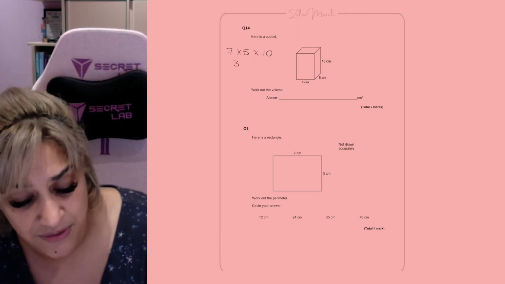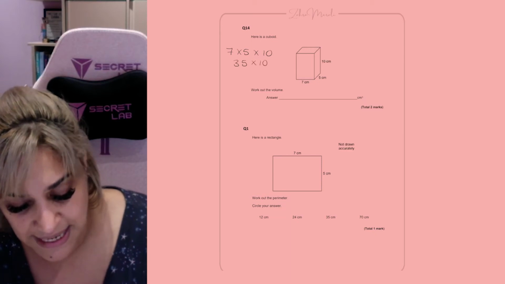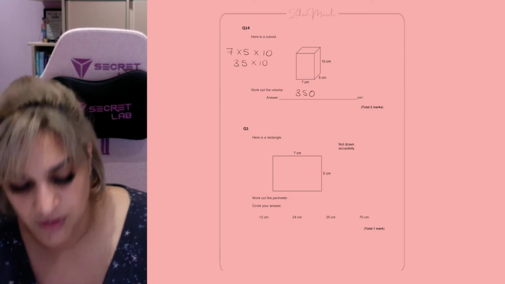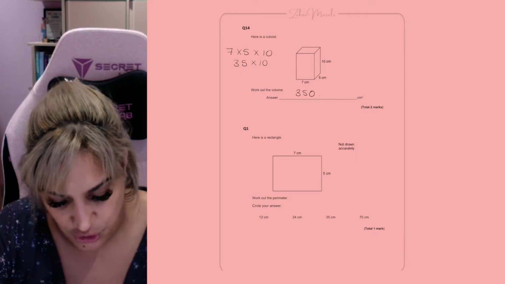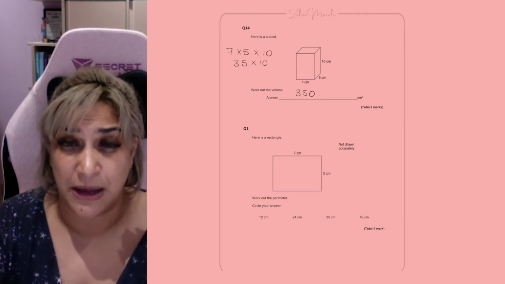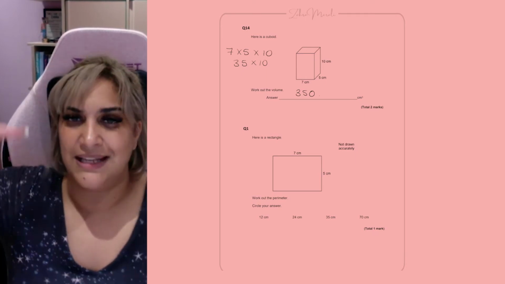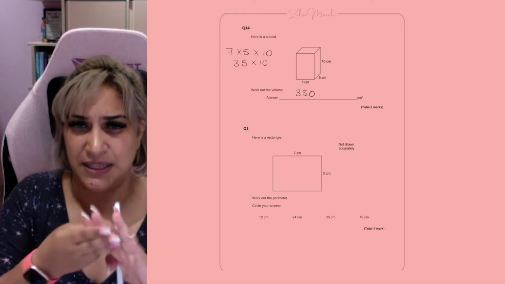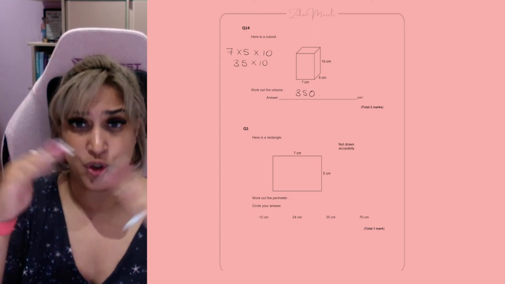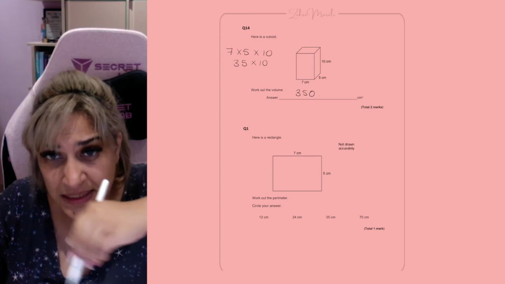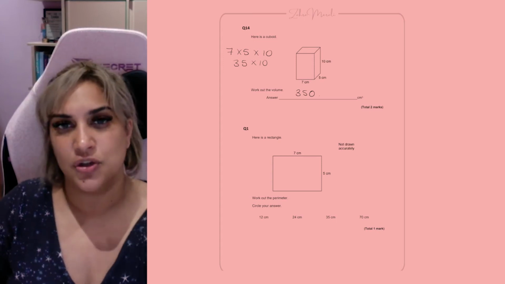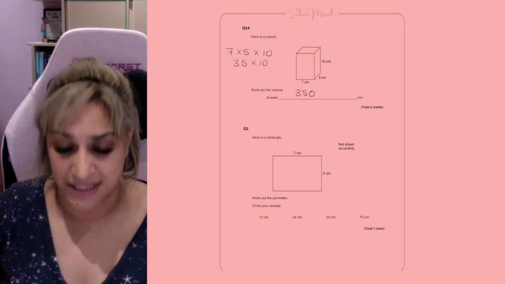7 times 5 is 35. Times 10, we add a 0. 350 centimeters cubed. So if we think about volumes, it's the whole solid mass. So it's 3 things times together. Areas, 2 things. A perimeter all the way around the edge is lots of lengths added together.